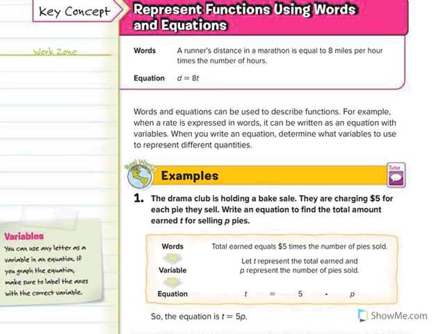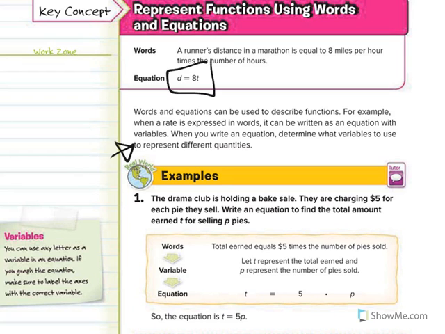So if you're running 8 miles for each hour, say you run 2 hours, you would do 8 times 2 to get your total distance, right? So to represent this whole situation, it would be D equals 8 times T, or 8T. So words and expressions can be used, is basically what it's saying here. You just have to determine what your variables are going to represent. And you're going to have more than one variable.